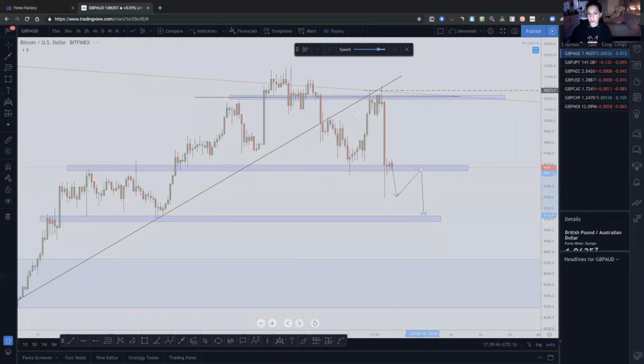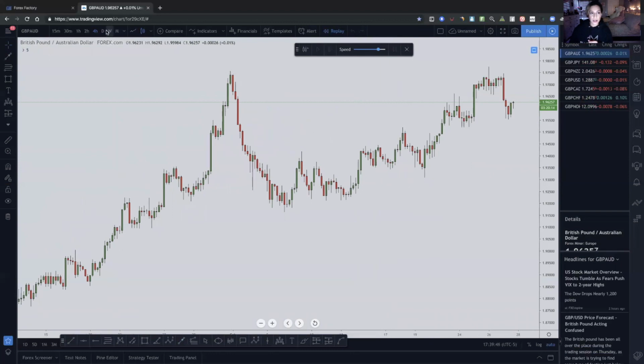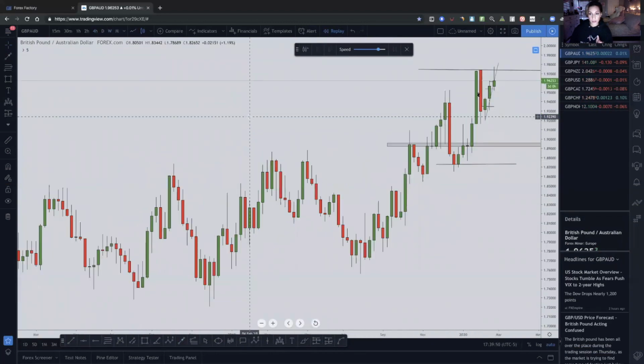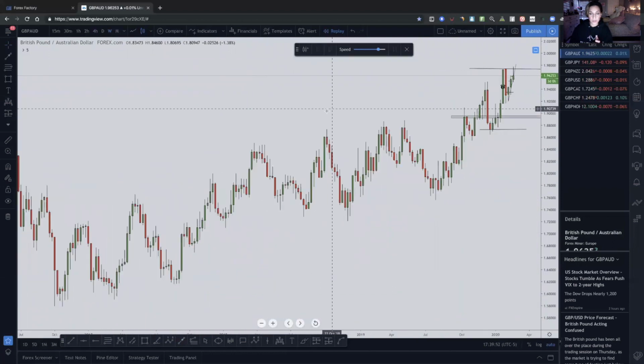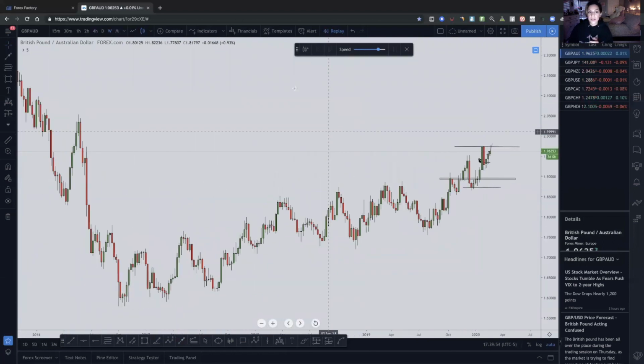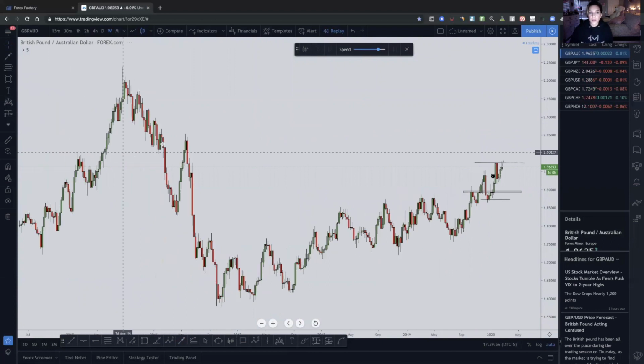GBPAUD was another trade provided. And I think my markup disappeared, but that's okay. We can just look at it real quick. So you can see here where there was a previous high. You can see here the market was super bullish on the weekly.